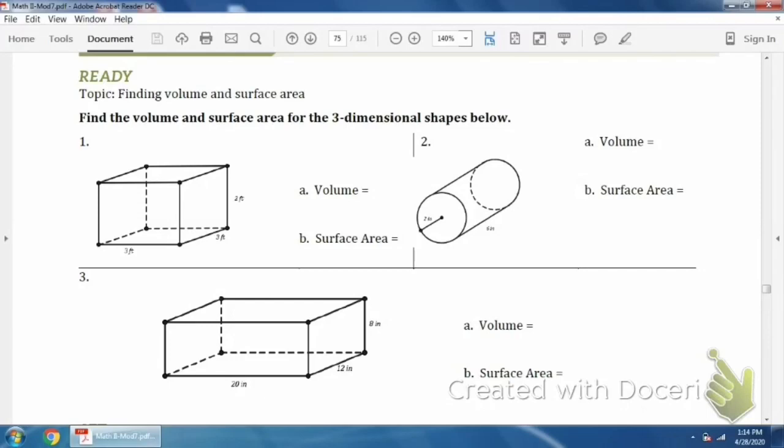So for number 1, it's going to be 3 times 2, so that would be 18. For number 3, it's going to be 20 times 12 times 8. Alright, use a calculator.